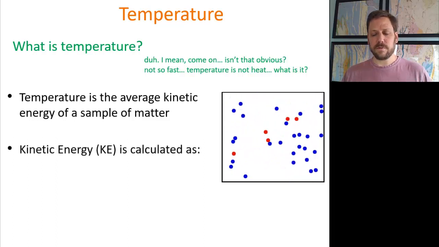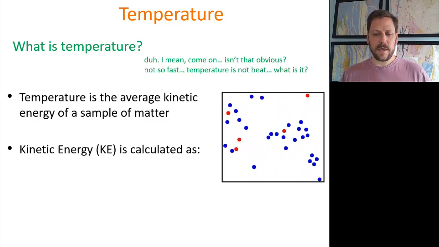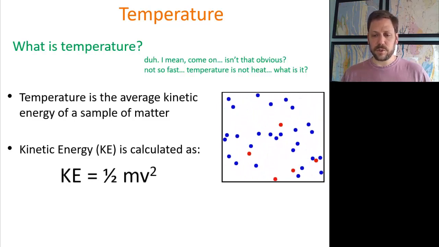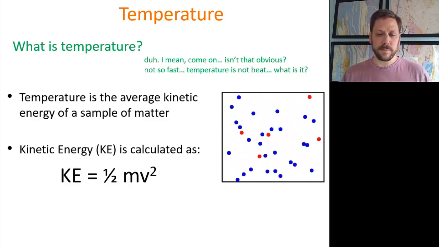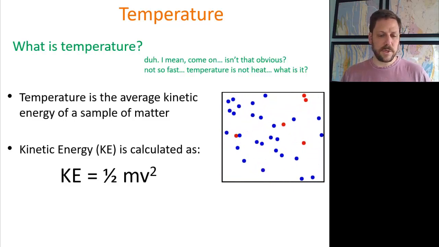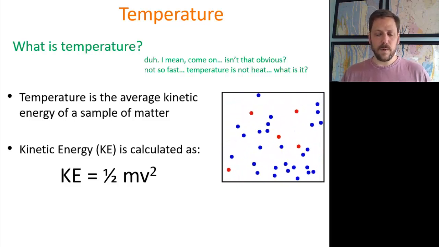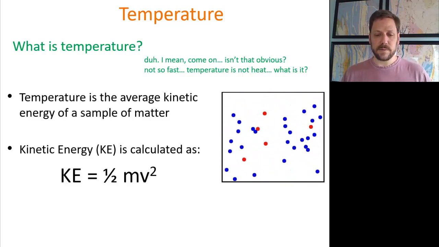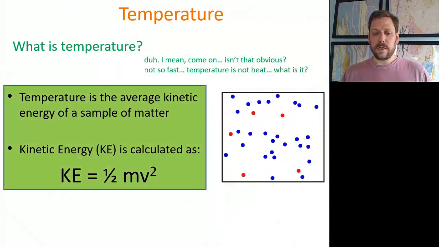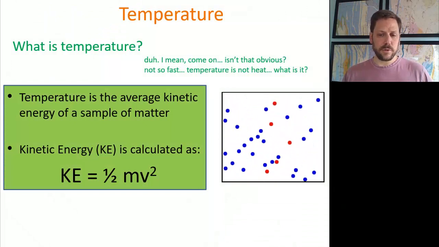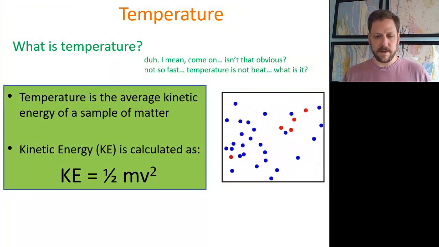It's also important for us to keep in mind that kinetic energy is not simply velocity. Kinetic energy is the energy of motion, and it depends on both velocity and mass. You may remember from a physical science course that kinetic energy in joules can be calculated as 1/2 mv squared, where m is the mass in kilograms and velocity is in meters per second. Now, temperature is directly proportional to kinetic energy, since it's a measure of the average kinetic energy of a sample of matter.